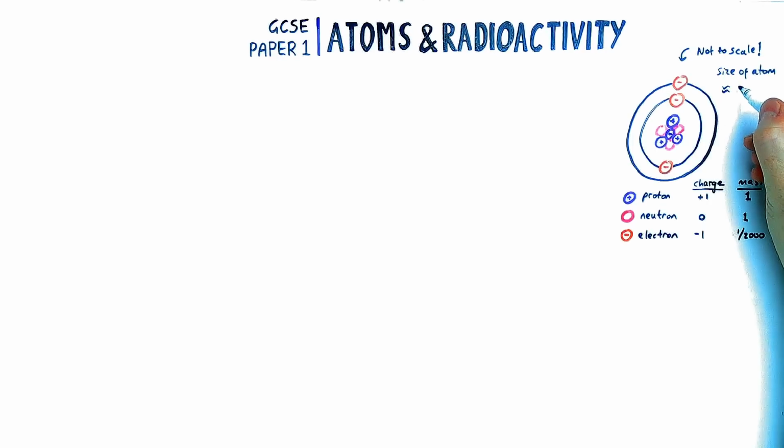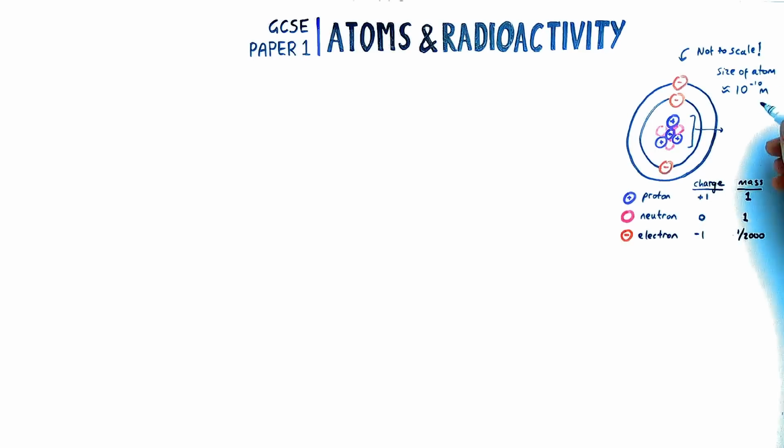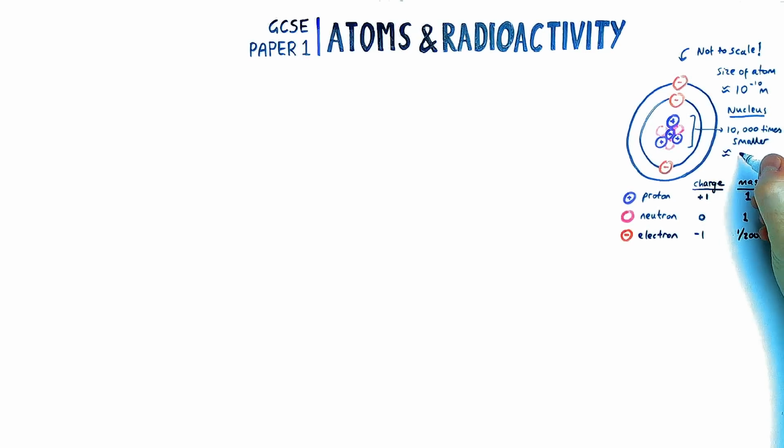The electron should be a lot smaller, but also the size of the atom we need to know is about 10 to the power minus 10 meters. A nucleus is even smaller, about 10,000 times smaller, which will give it a rough diameter of 10 to the power minus 14 meters. So how did we get to this point? Let's have a look next at the development of the atomic model and how it developed over time with new evidence.